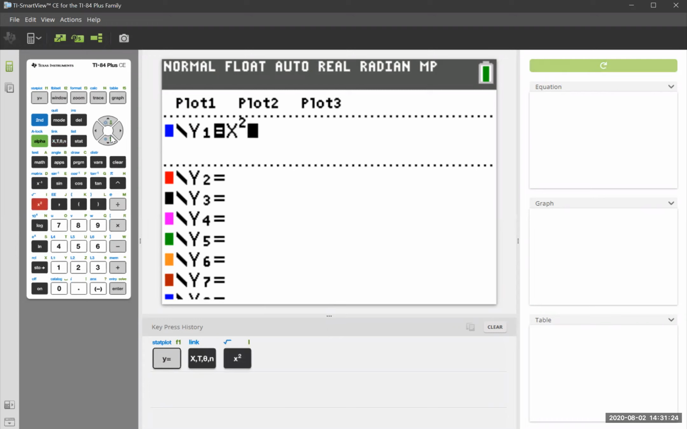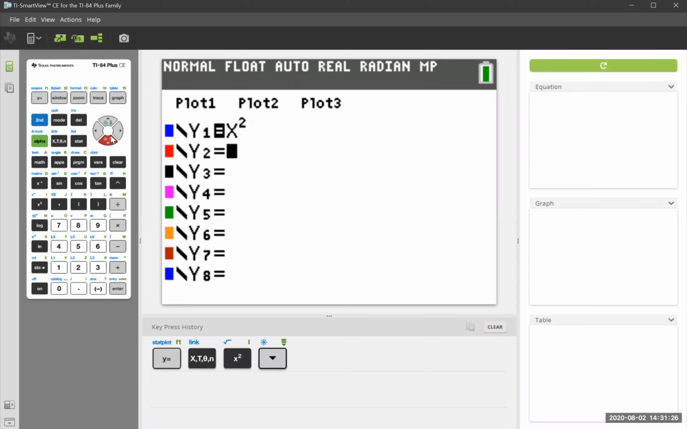Then I'm going to arrow down to the second line, and I'm going to create that 2 times x squared. So I can do 2. You can choose to put the multiplication in there if you would like, but please note that if you just type 2 followed by the variable, the calculator assumes that there's a multiplication happening between them. And then we're going to do squared again. From here, I'm going to go ahead and graph.